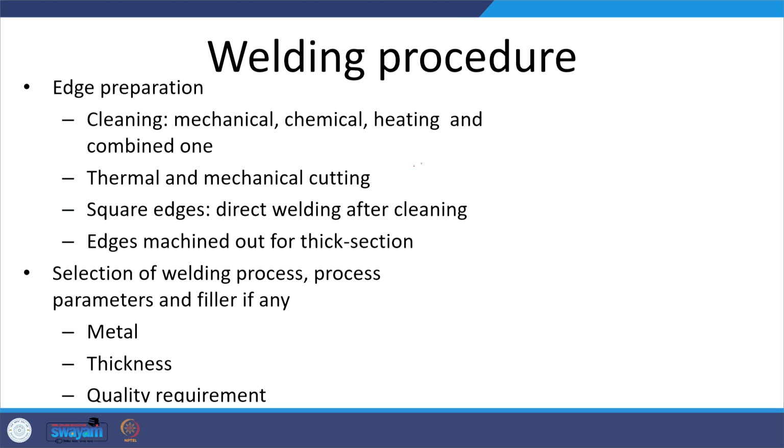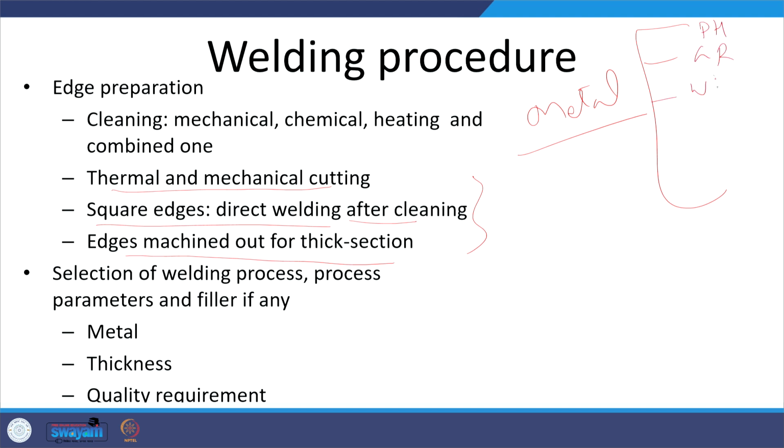Now, the second thing: the edges are machined for thick sections, and square edges are used. After cleaning, direct welding can be done in the case of relatively thin sections, depending upon the process being used. Now, as far as the thermal and mechanical methods are concerned, our metal can be of different types. As we have talked about, these can be precipitation hardened, grain refined, work hardened, transformation hardened, dispersion hardened, or just simply solid solution strengthened.